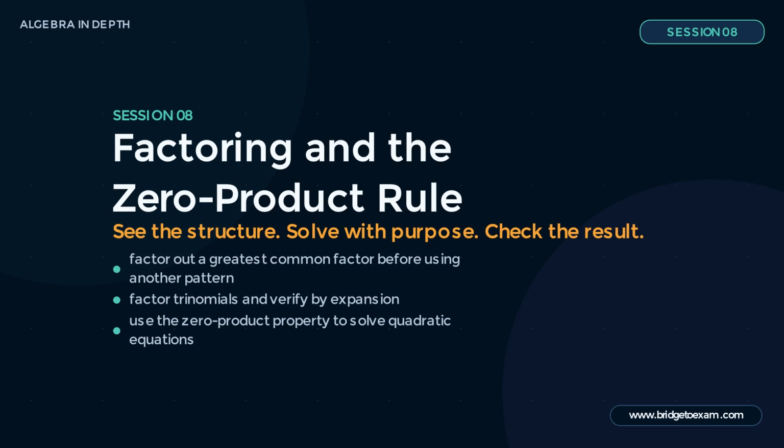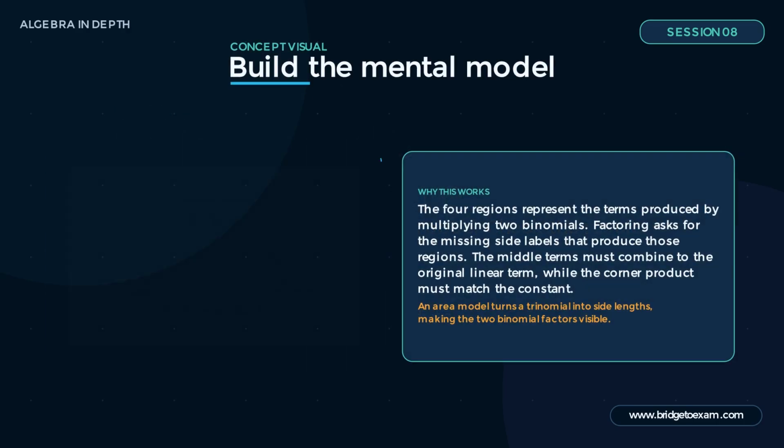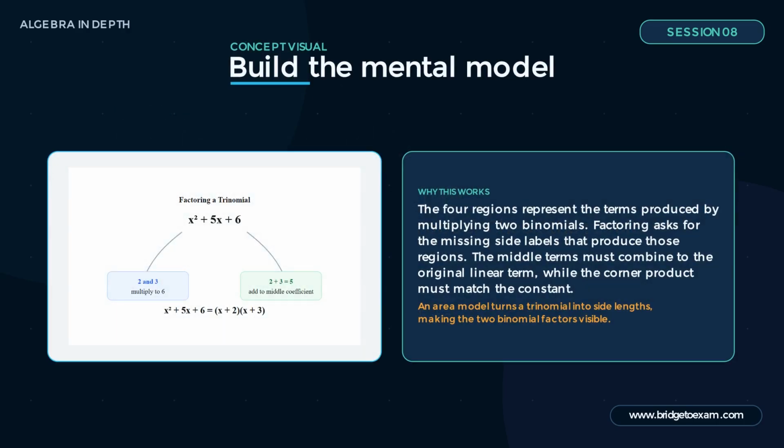Watch the structure, not just the arithmetic, because each move must preserve the meaning of the problem. The visual gives us the central idea. The four regions represent the terms produced by multiplying two binomials. Factoring asks for the missing side labels that produce those regions. The middle terms must combine to the original linear term, while the corner product must match the constant.